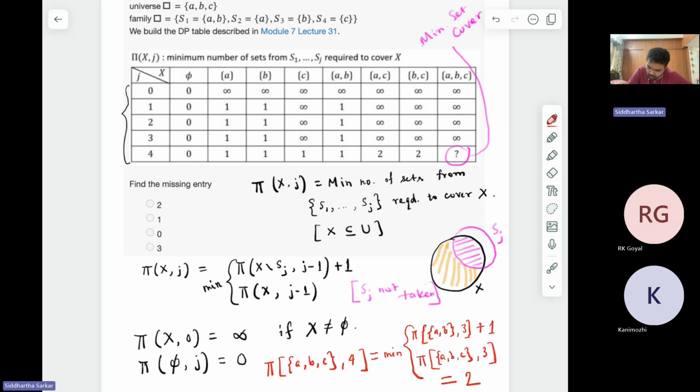So what it means is that if you take S4, that is C, and if you intend to cover AB with the first three sets only, then you will definitely take AB. So S1 will be taken. So by slightly modifying this table, one can not only tell the minimum number of sets required to cover X, but also output the sets which are in the minimum set cover. Okay. So this is our answer.